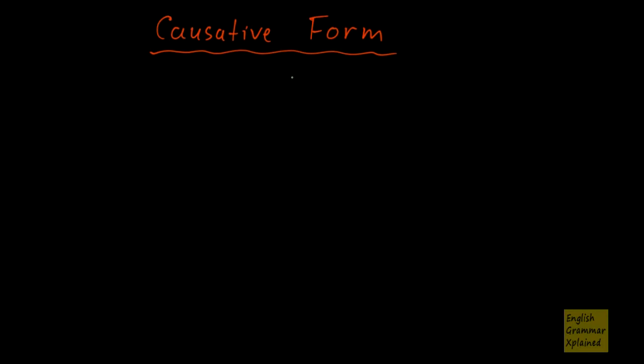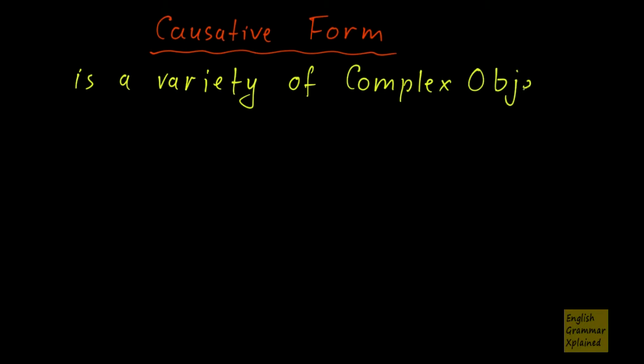What is this thing? What is causative form? And is it different from complex object? Because causative form is a variety of complex object, and we know that complex object consists of four main things.